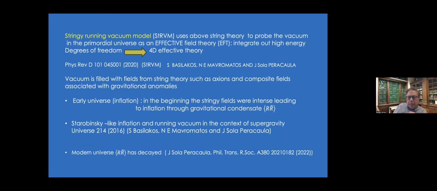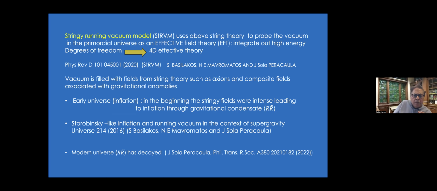Now, these ideas have already been taken up by one of my co-authors, Nick Mavromatos, and his collaborators, Solar and Basilakos. They have produced something called the stringy running vacuum model, which uses the above string theory to probe the vacuum in the primordial universe. That means before inflation has finished, as an effective theory. So they have a motivation which is similar to ours, but although we start off with a 4D effective theory, they go in directions which are not the directions that I'm going to be talking about. But nonetheless, we need to know some of the features in the way they've done things, so that our direction makes sense within that context.